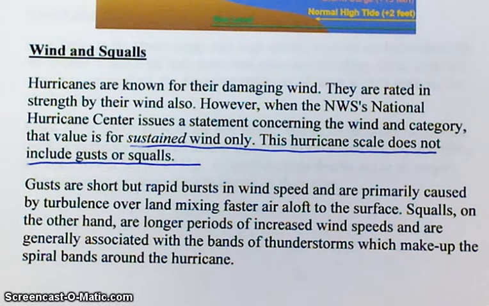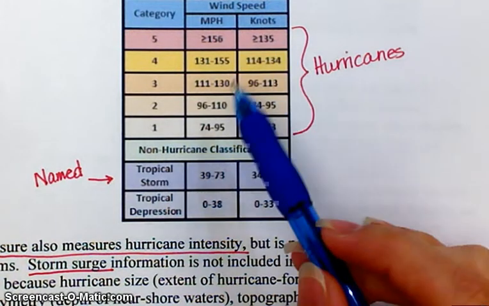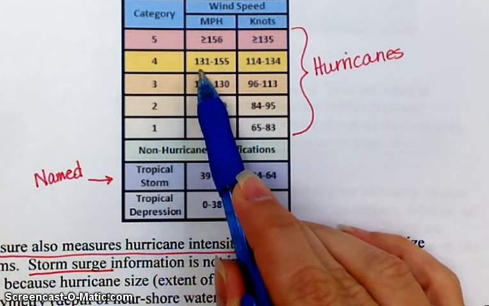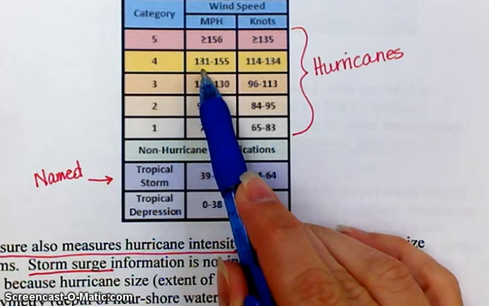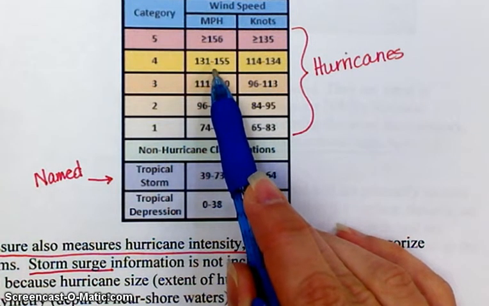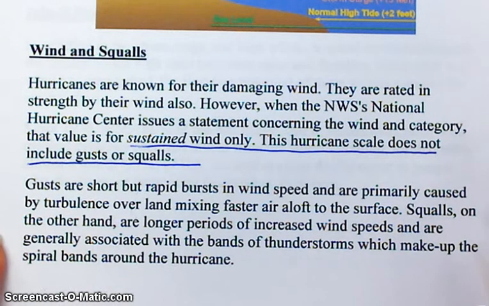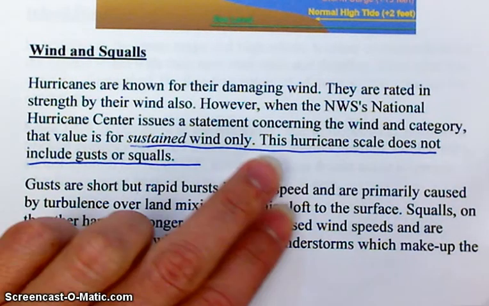So if you go back to, for instance, your Saffir-Simpson wind scale, let's say you have a Category 4 storm, your sustained winds, the winds that are pretty much blowing all the time, are blowing at this speed. But you can have gusts of wind that exceed that amount. Gusts are short but rapid bursts in wind speed and are primarily caused by turbulence over land mixing faster air aloft to the surface. Squalls, on the other hand, are longer periods of increased wind speeds and are generally associated with the bands of thunderstorms which make up the spiral bands around the hurricane.